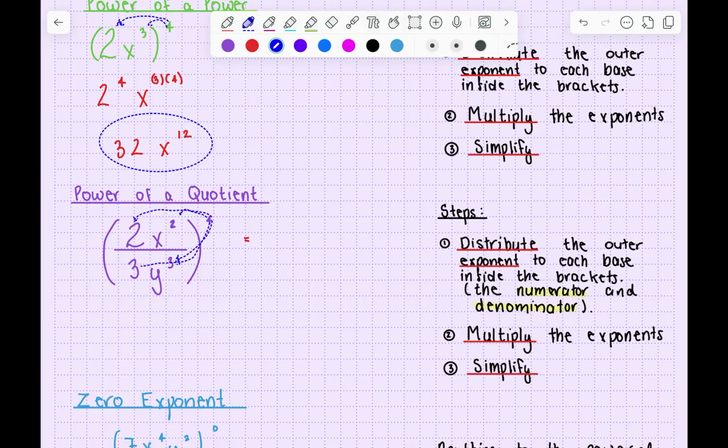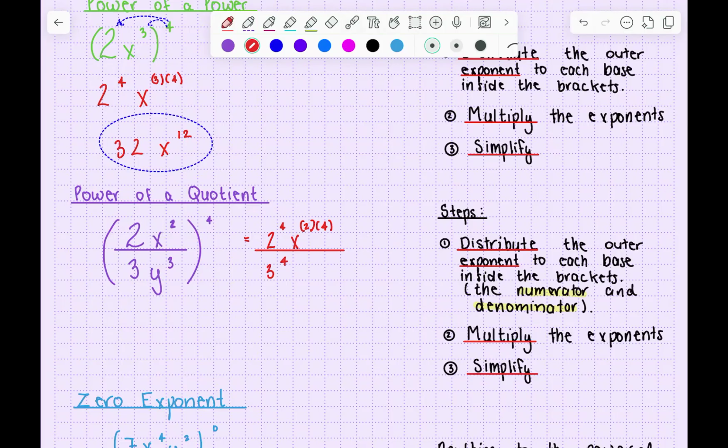Okay, so I almost lost it. It looks like a 4, that it's a 4. So again, you get it. I got to distribute it to everything in there. Okay, so what does that look like? So I have 2 to the power of 4. Then I have x to the power of 2 times 4. And on the bottom, I have 3 to the power of 4.